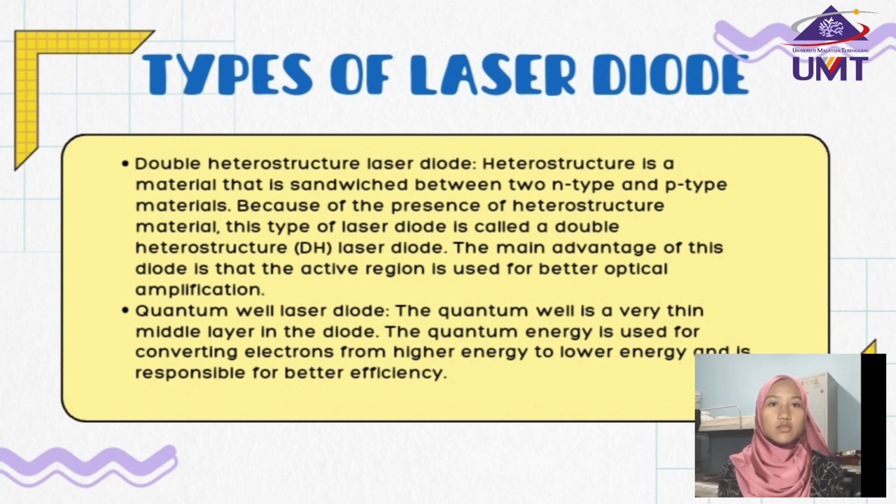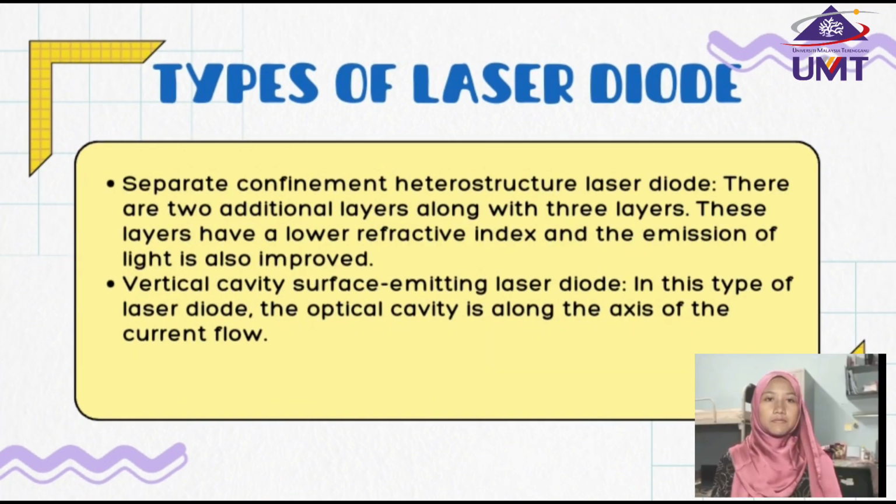Quantum well laser diode. The quantum well is a very thin middle layer in the diode. The quantum energy is used for converting electrons from higher energy to lower energy and is responsible for better efficiency. Separate confinement heterostructure laser diode. There are two additional layers along with three layers. These layers have a lower refractive index and the emission of light is also improved. Vertical cavity surface emitting laser diode. In this type of laser diode, the optical cavity is along the axis of the current flow.